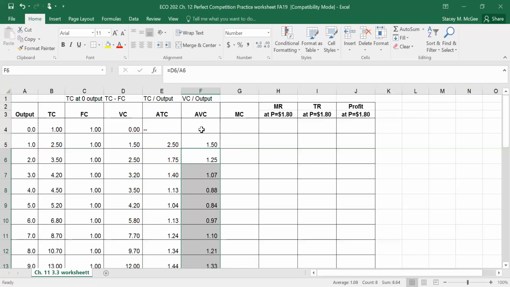Now the marginal cost is the change in total cost divided by the change in the output, right? So change in total cost divided by change in output.